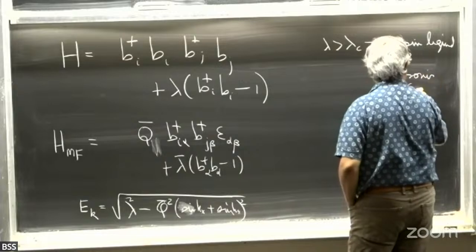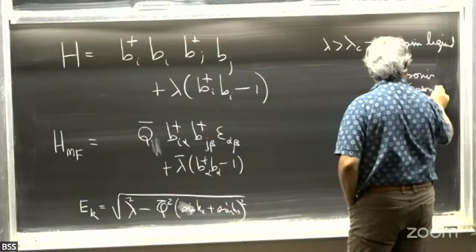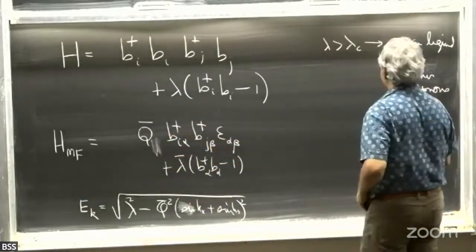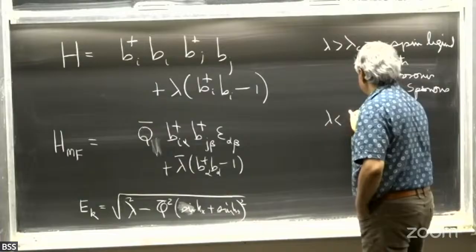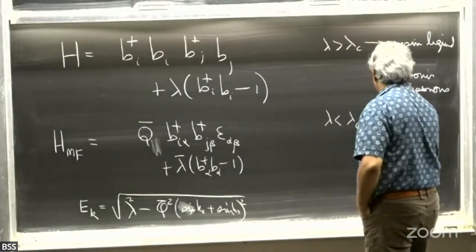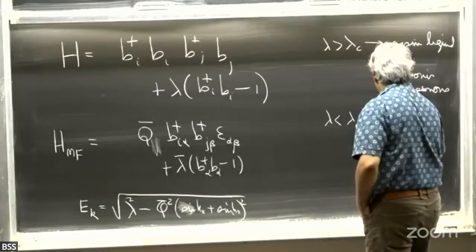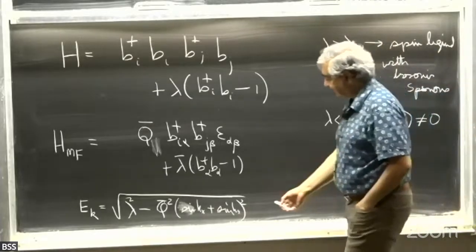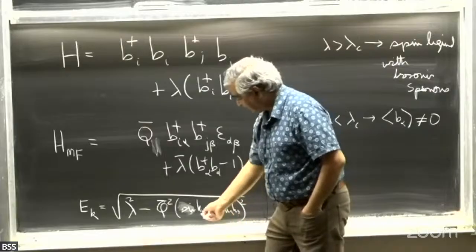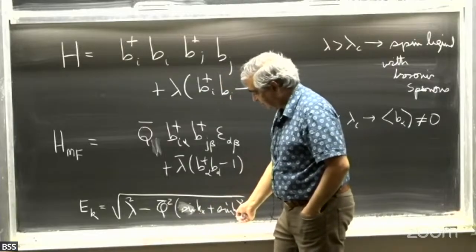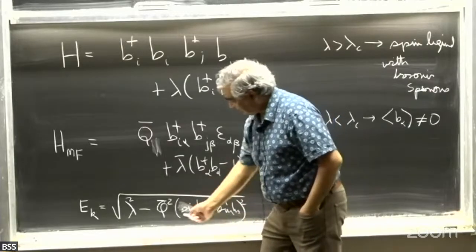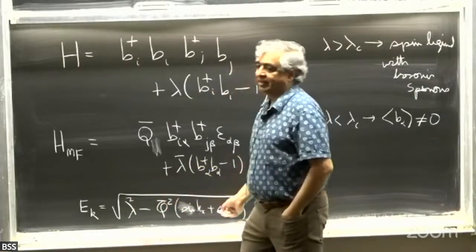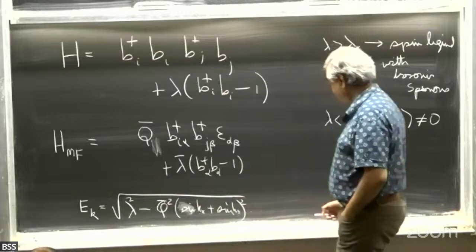With bosonic spinons, whose mean field Hamiltonian is given here, this simple thing, for lambda less than lambda c, the bosons will have to condense. So where will they condense? Well, they're going to condense at the moment where sine kx plus sine ky is the largest possible, because that's where this thing will first turn negative. So there's a very specific momenta at which the bosons condense.